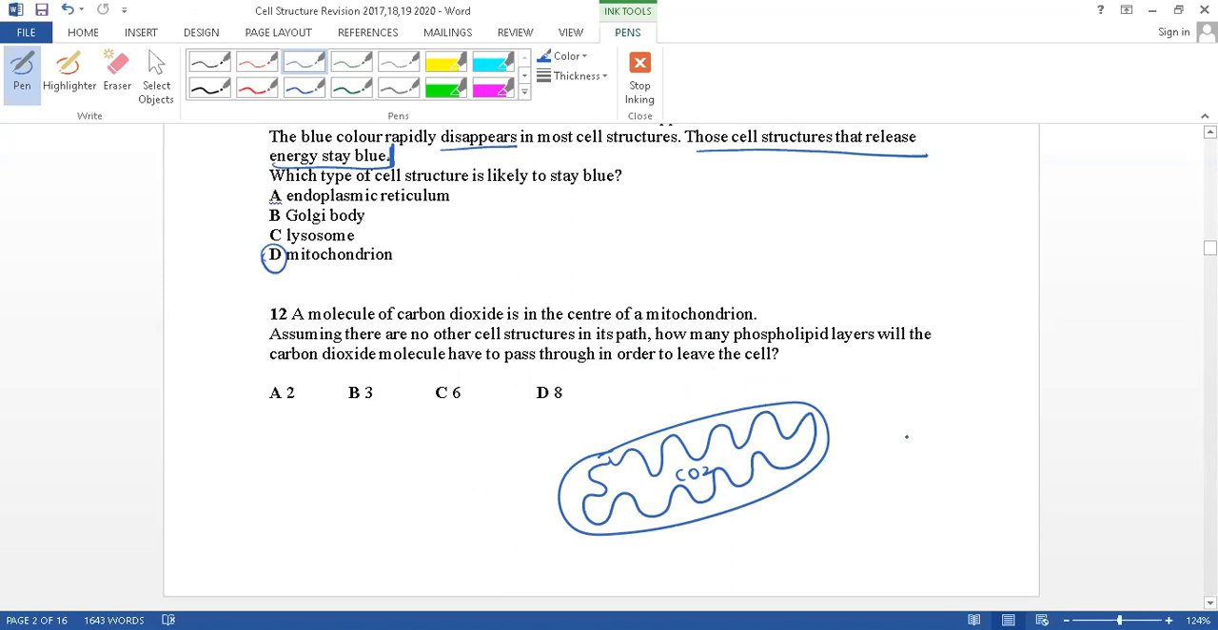So this is mitochondria. On the outside, there will be a cell membrane as well. And this carbon dioxide has to come here and leave the cell, that is, it has to come outside the cell. So this carbon dioxide is going to cross this membrane, this membrane, and this membrane. And you know, each membrane is a phospholipid bilayer, having two layers of phospholipids.